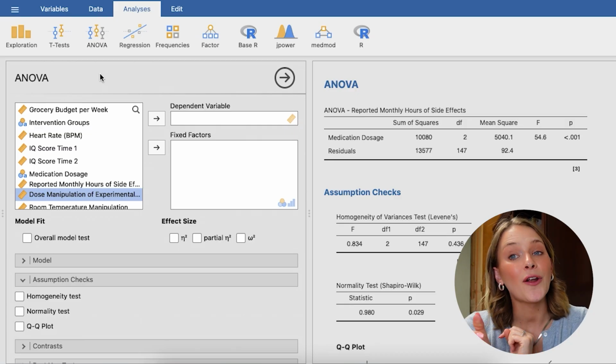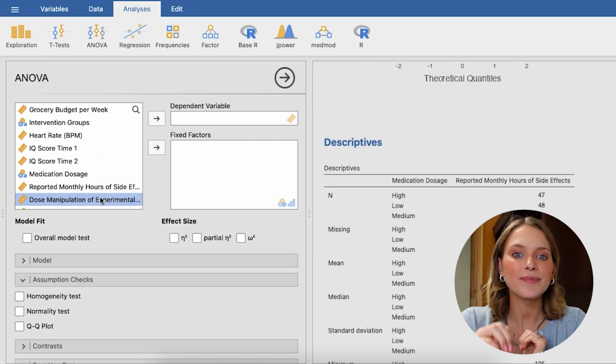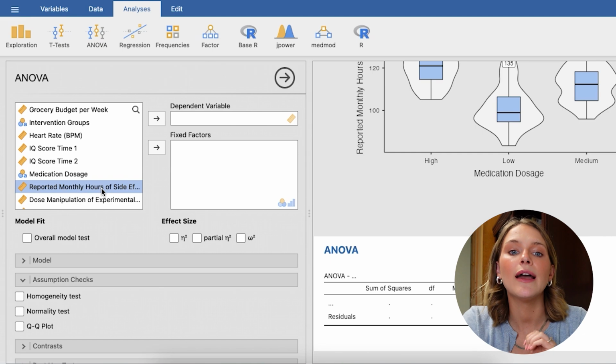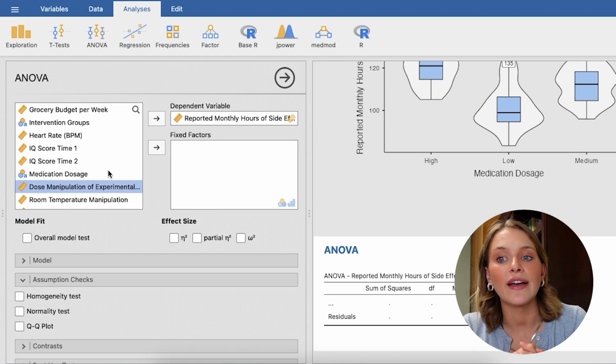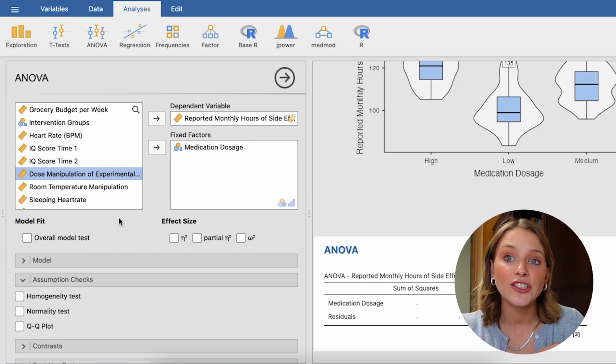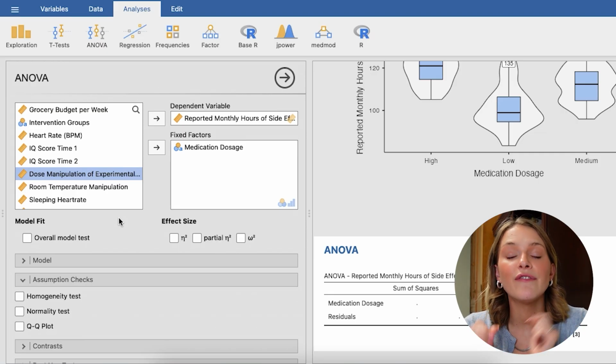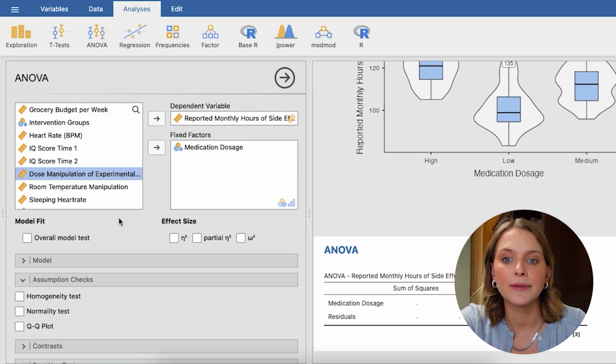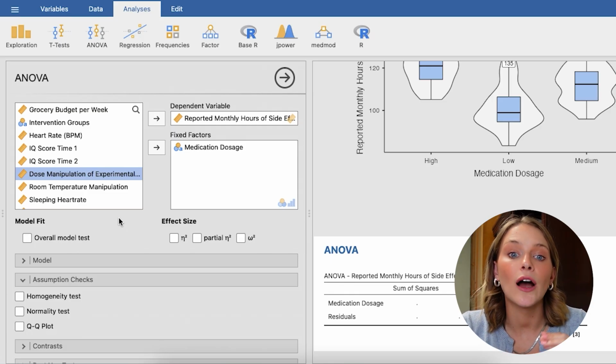So for those reasons, I think it's a lot more helpful. So you're going to click ANOVA and then ANOVA again. And then you're going to go ahead and move the reported monthly hours of side effects to the dependent variable box. And then medication dosage, that's our independent variable. You're going to move that to the fixed factors box. Now let's move on to testing our assumptions.